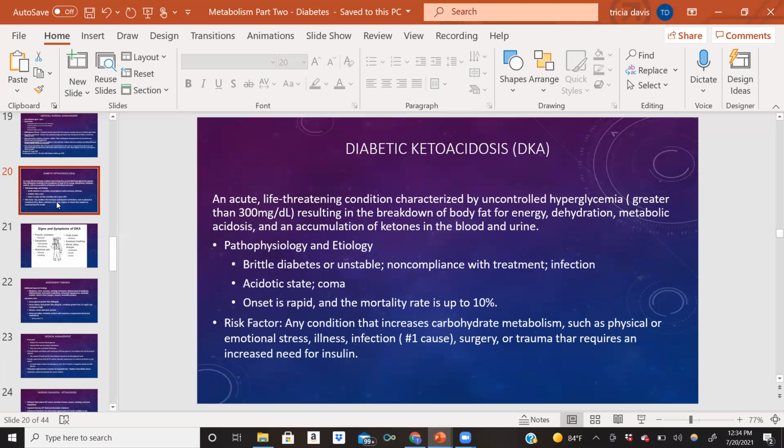So risk factors, again, any condition that increases carbohydrate metabolism: physical or emotional stress, an illness, an infection, usually an infection is the number one cause, a recent surgery or some type of trauma that requires an increased need for insulin.